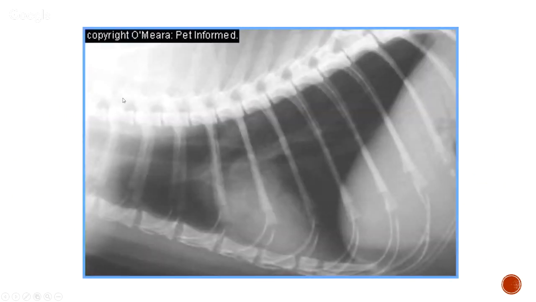This is a cat chest. I wanted to show you this. You can tell it's a cat because of the way it's shaped. It looks more like a triangle than a dog. The heart is a normal size, but then again, we don't often see abnormalities in cats because they typically get hypertrophic cardiomyopathy, which thickens the inside of the heart and doesn't show an increase on the outside of the heart.